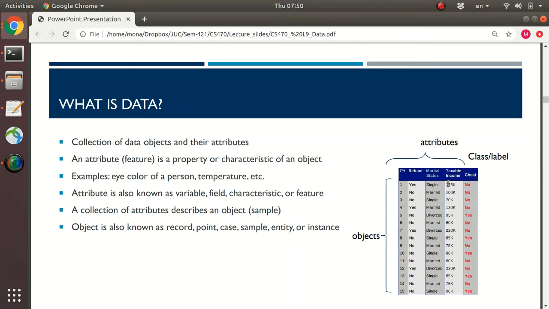An income, which can be a numeric value, which can have numeric values, and then the class label, which in this case is a binary class label. So an attribute or a feature is also known as a variable, field, characteristic, or a feature. A collection of attributes describes an object or a sample, as we said, and also a data object is known as a record, data records, points, case, sample, entity, or instance.